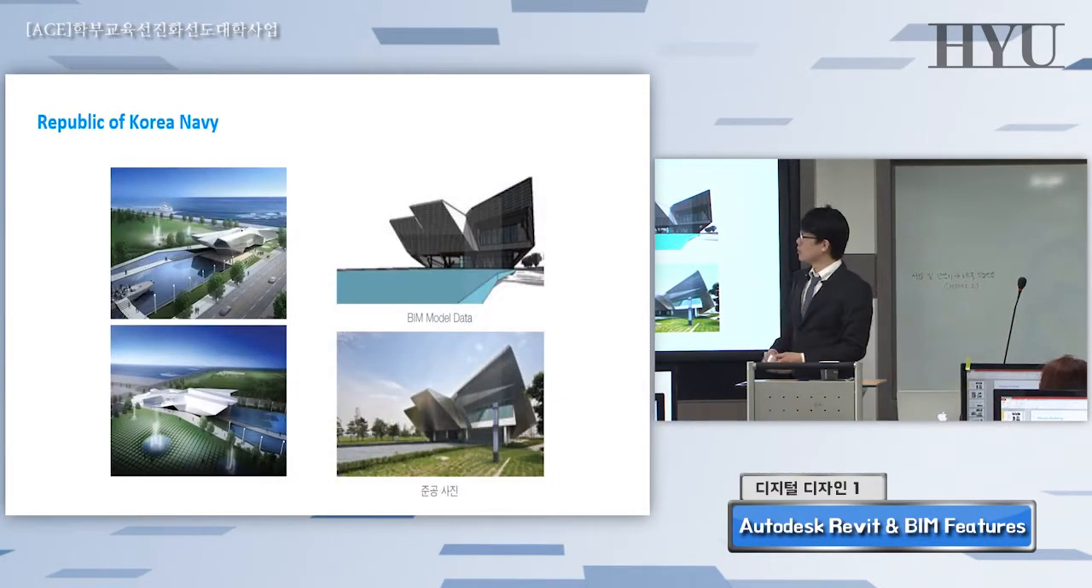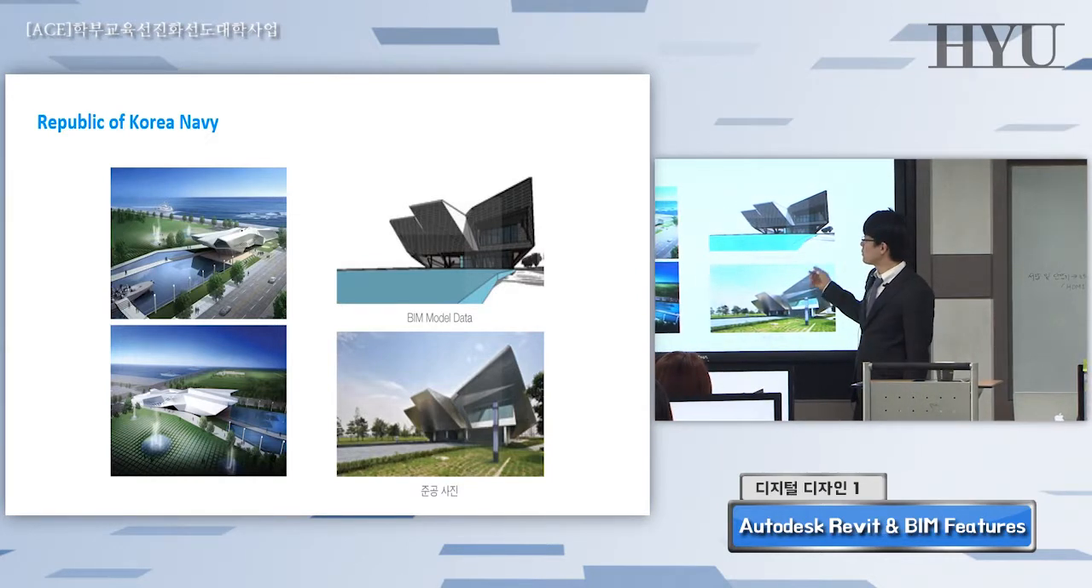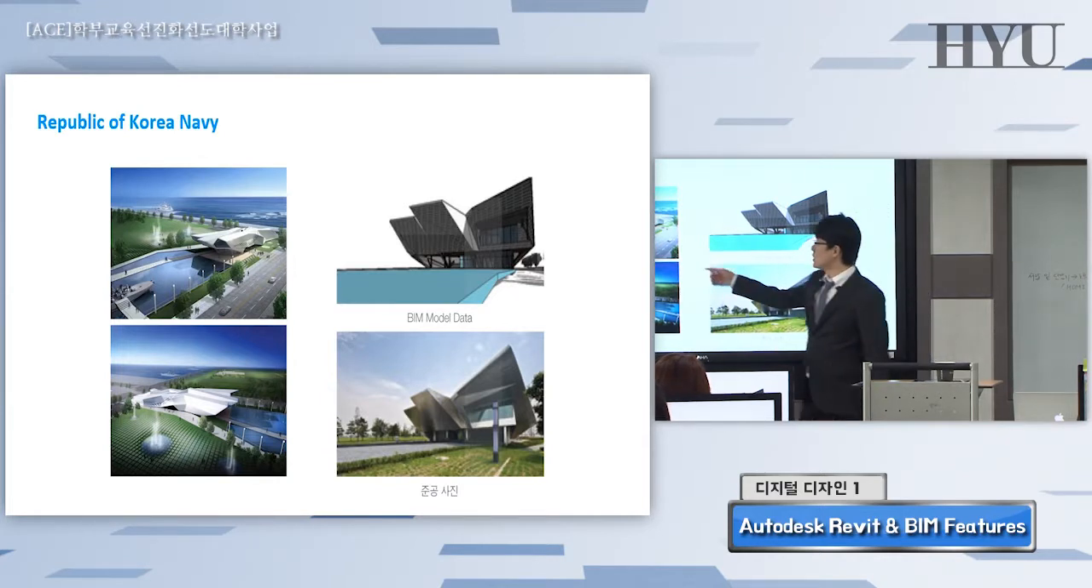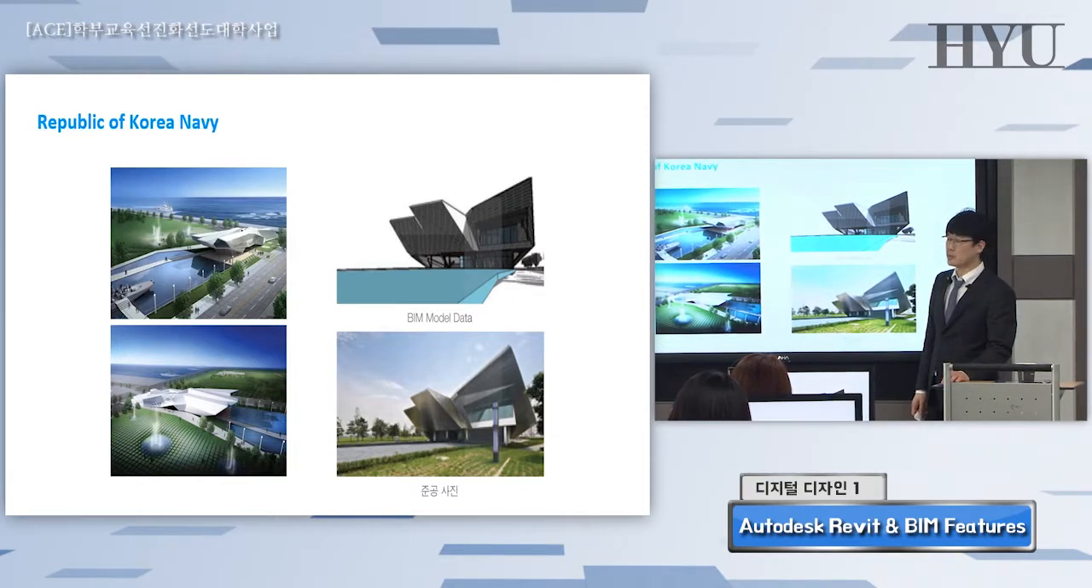Next example, Republic of Korea Navy Museum. This one was also partly designed by BIM applications, Revit, and as you see, this building is also a non-uniform building, not a simple box shape.